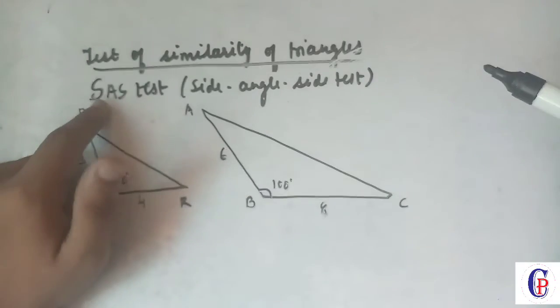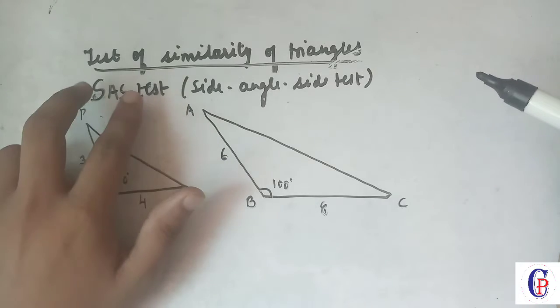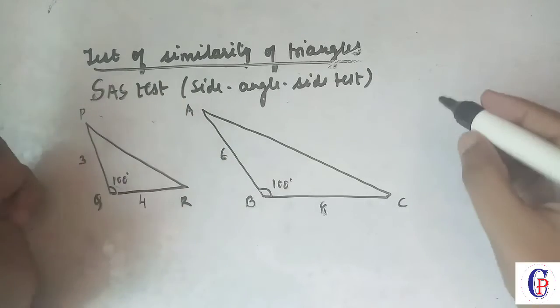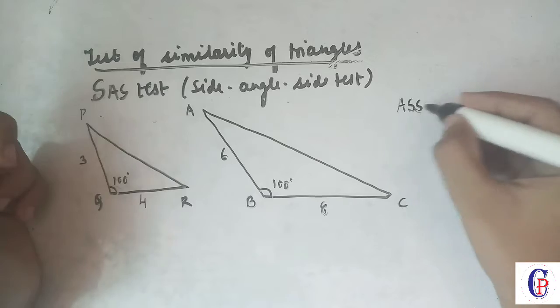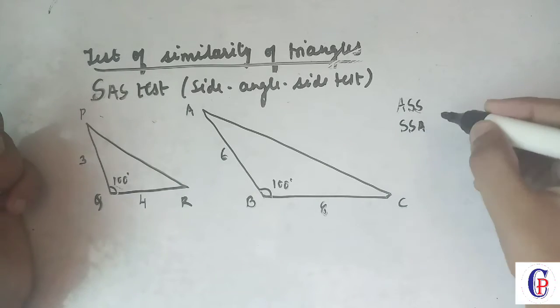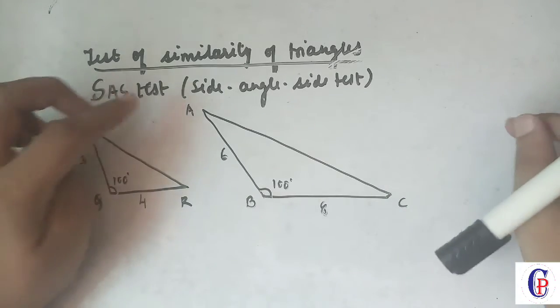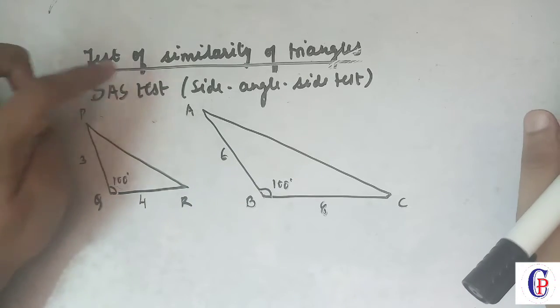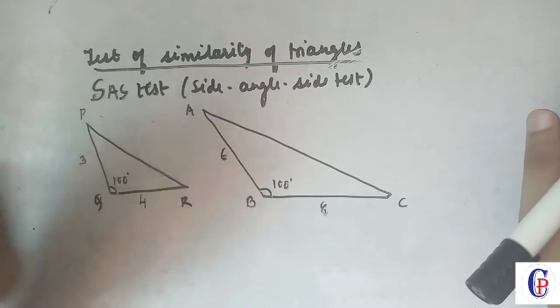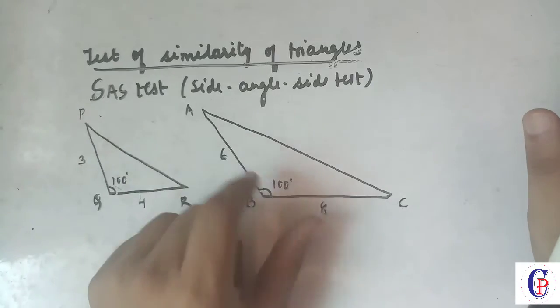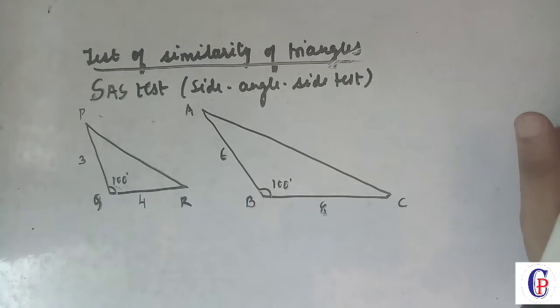So here, as it says side angle side, between two sides there must be an angle. See, the SAS test could also be written as ASS or SSA, but they have not written it like this because the letters themselves tell us the sequence. Side angle side means between two sides there must be an angle.